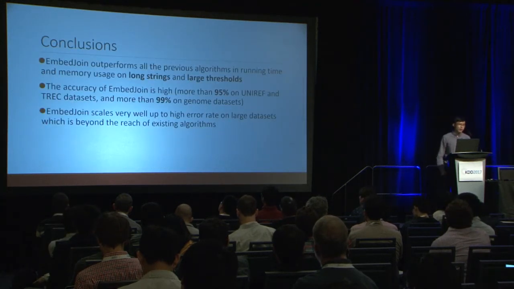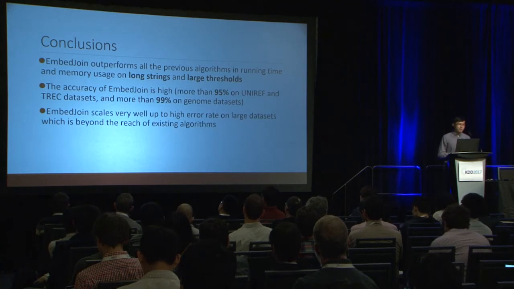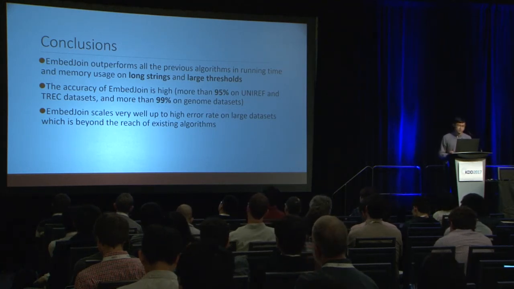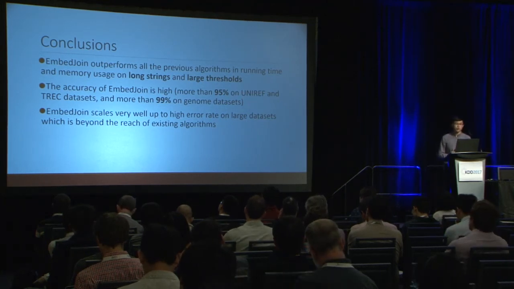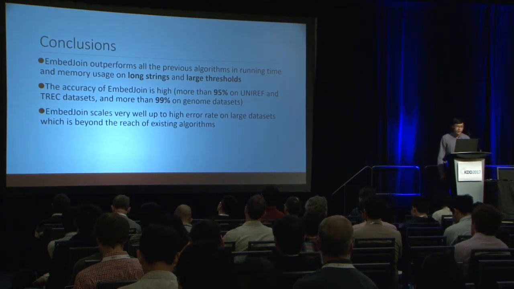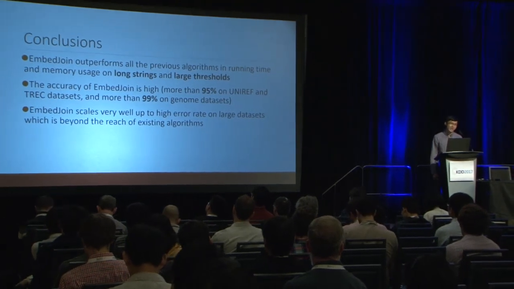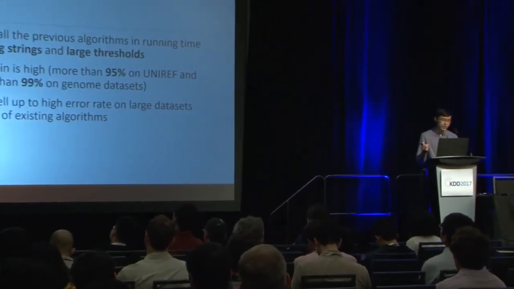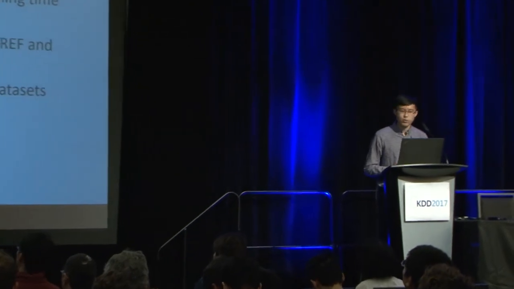So I want to make a conclusion. The EmbedJoin algorithm outperforms all the previous algorithms in both running time and memory usage on long strings and large thresholds. Our accuracy is high, more than 95% on small data sets and 99% on long data sets. And it scales very well up to high error rates on large data sets, which is beyond the reach of all the existing algorithms.